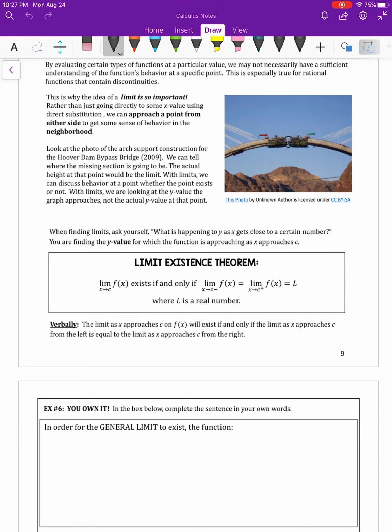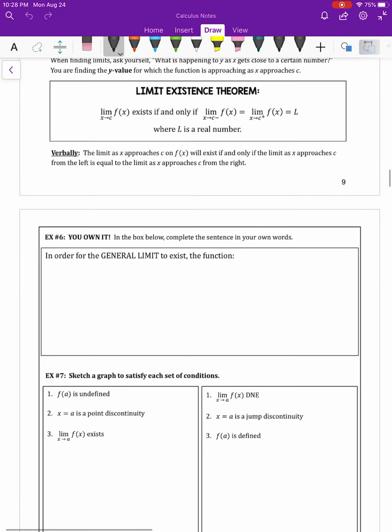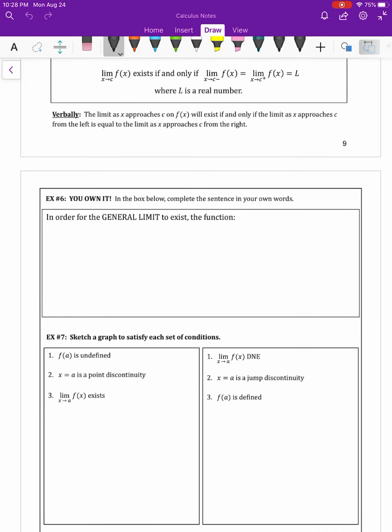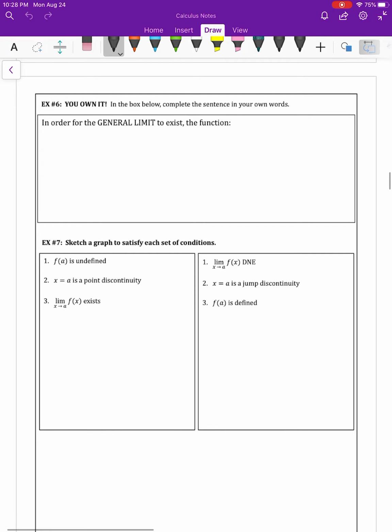The limit as x approaches c of f of x exists if and only if the limit as x approaches c from the left of f of x equals the limit as x approaches c from the right of f of x equals some real number L, where L is a real number. So verbally, the limit as x approaches c of f of x will exist if and only if the limit as x approaches c from the left is equal to the limit as x approaches c from the right. And so that's super, super important.